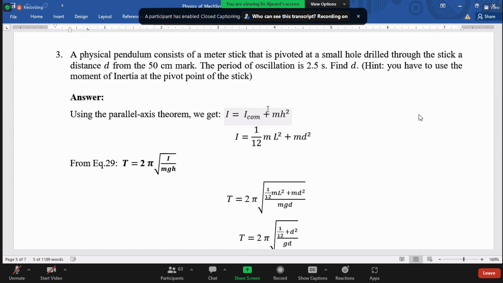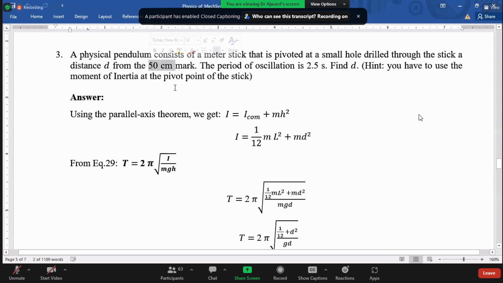The period of oscillation is given, fine. Yeah, I put a hint, maybe last time. Yeah, so the period of oscillation is given. It is asking where actually the hole is located from the 50 centimeter mark, right? So this is also an oscillation problem. So this is also a physical pendulum.